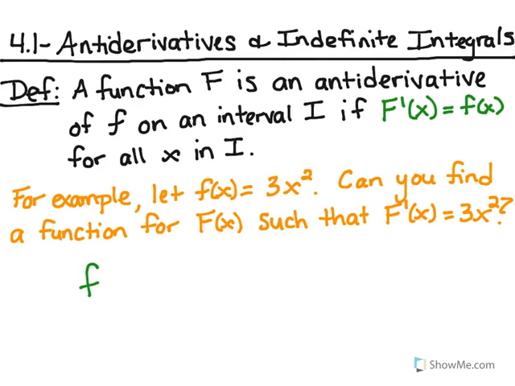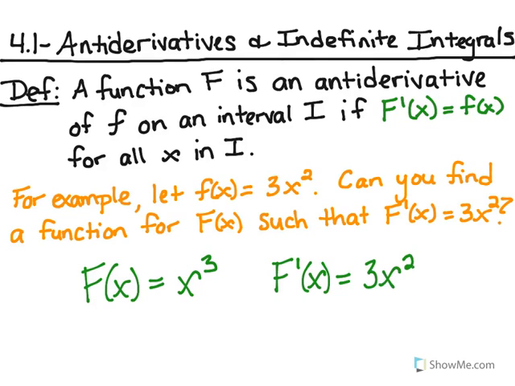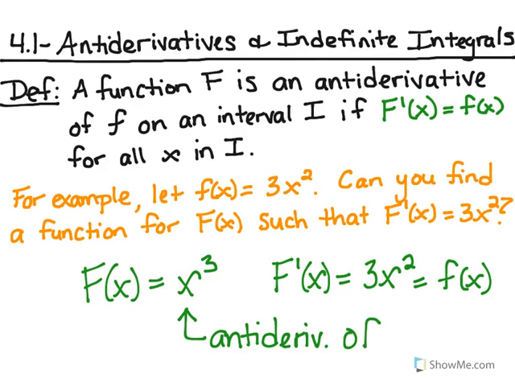Let's try f of x is equal to x cubed. What's the derivative of x cubed? And you're all probably screaming at me that the derivative of x cubed is 3x squared. Well, isn't that what little f of x was? Therefore, x cubed is an antiderivative of 3x squared.